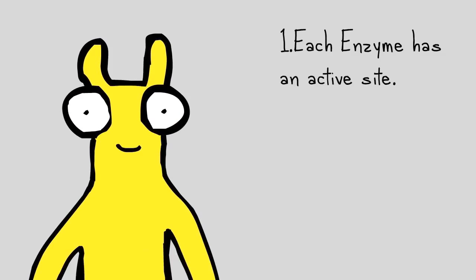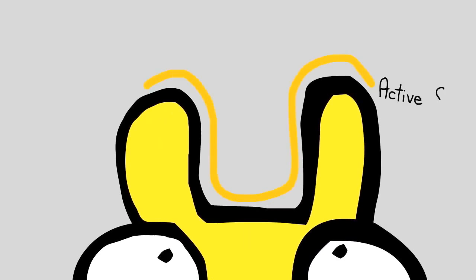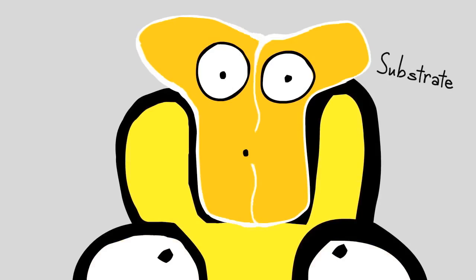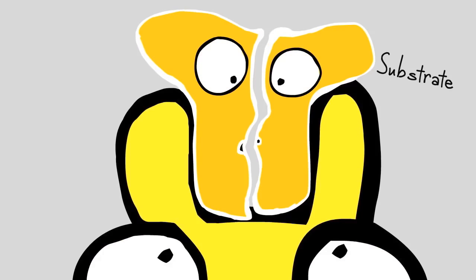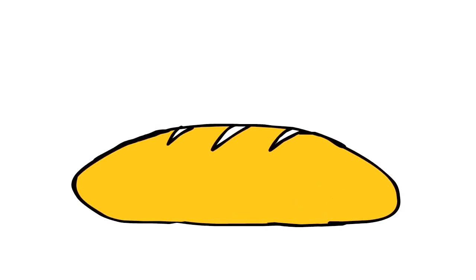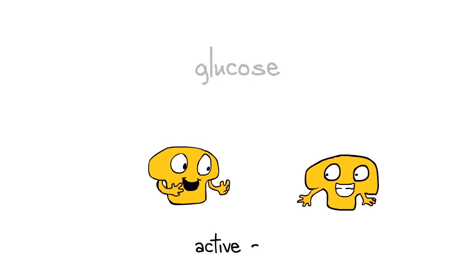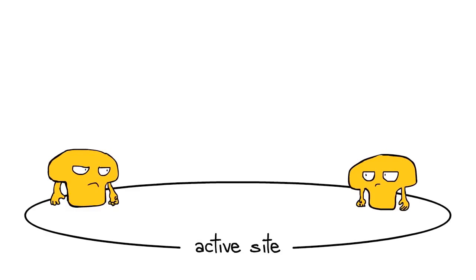This is the groove in the enzyme where the molecules they act on, called substrates, are captured and made to undergo a reaction. The substrates are either broken apart or combined together to form products. For instance, starch found in the bread that you eat is digested to form simple sugars called glucose that is then absorbed into the body.